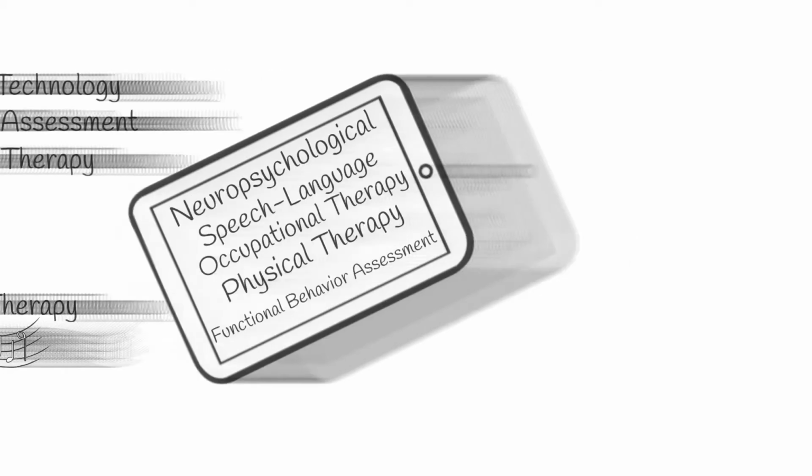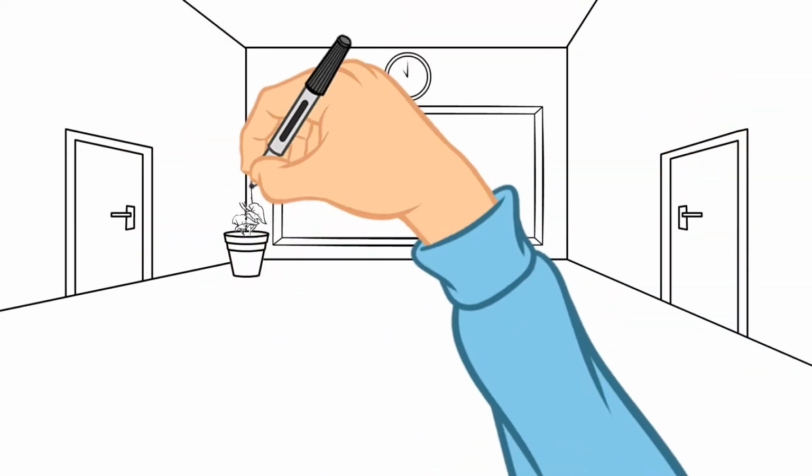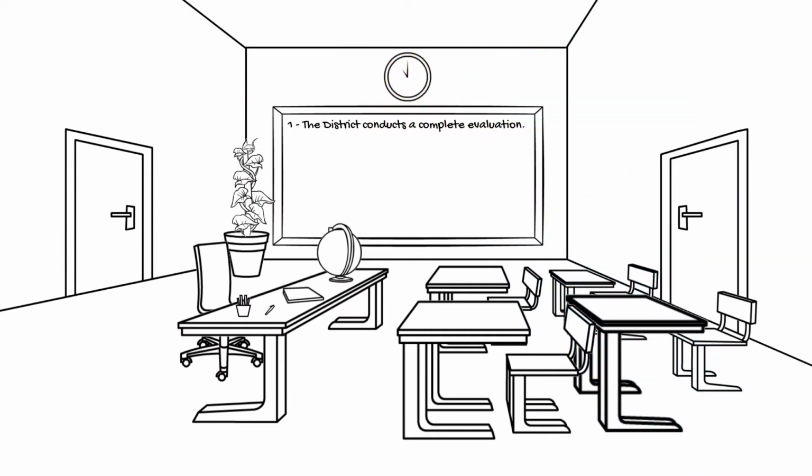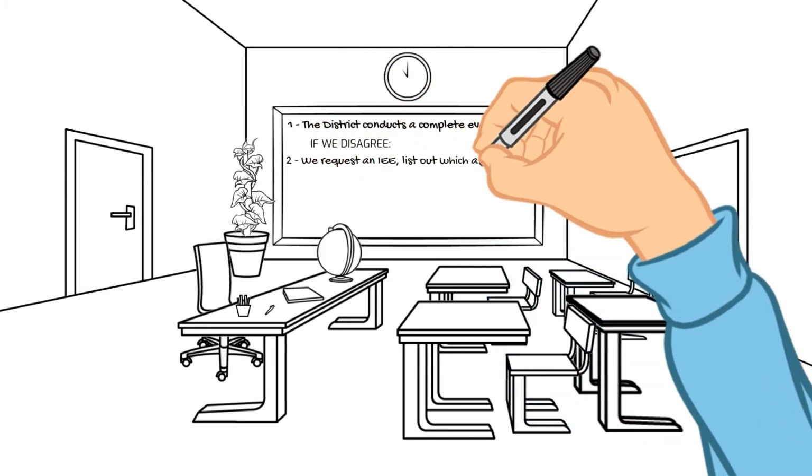So how does it actually work? First thing you want to do is let the district complete their own evaluation. We're going to look and see, is there something they missed, some kind of assessment they didn't do, or do we disagree with the way they conducted it? If we do disagree, then we put together the IEE request. It's going to list out which assessments we want and what are the rates.